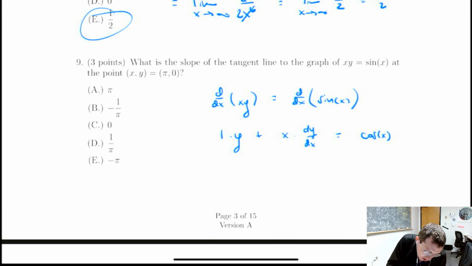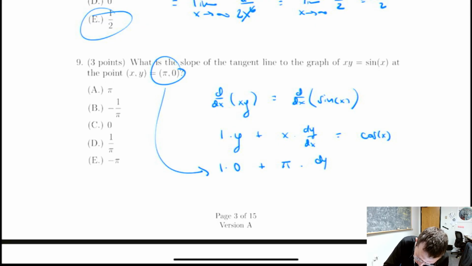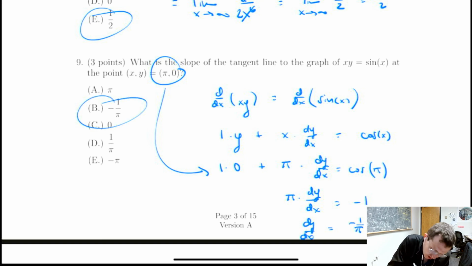We don't even need to solve for dy dx algebraically. What I mean is we can plug in the values first. If I plug in 0 for y and pi for x, we just get pi times dy dx equals cosine of pi, which is minus 1. So dy dx is minus 1 over pi.